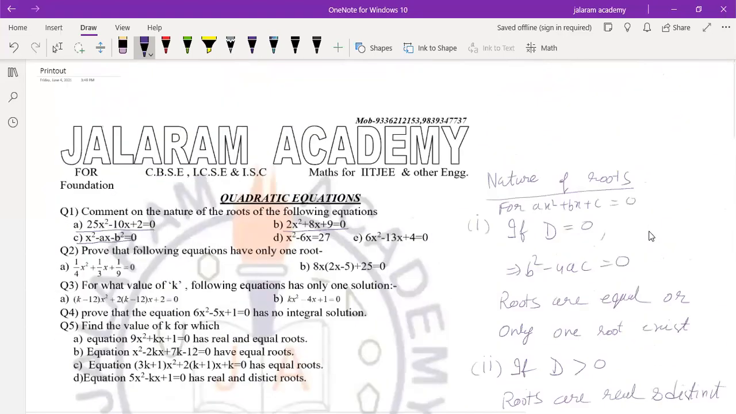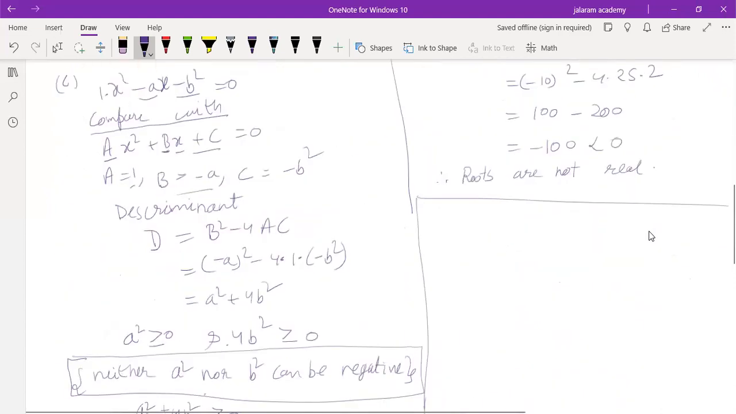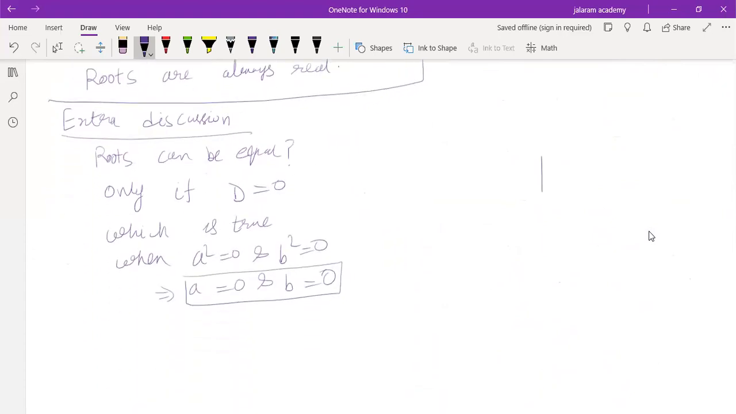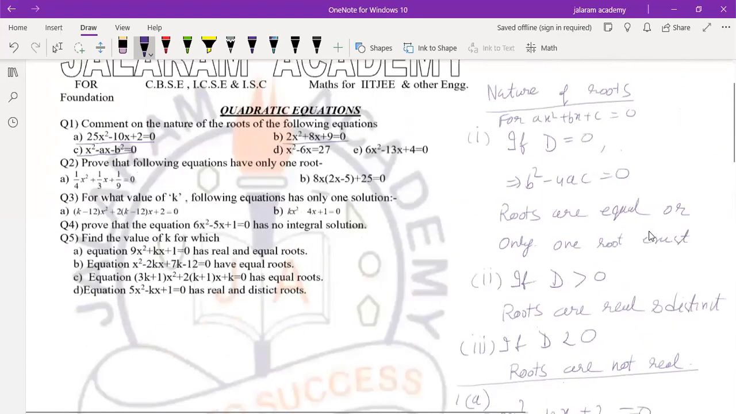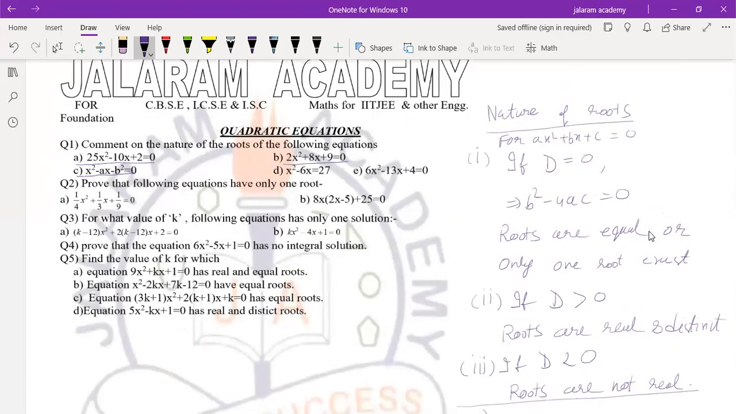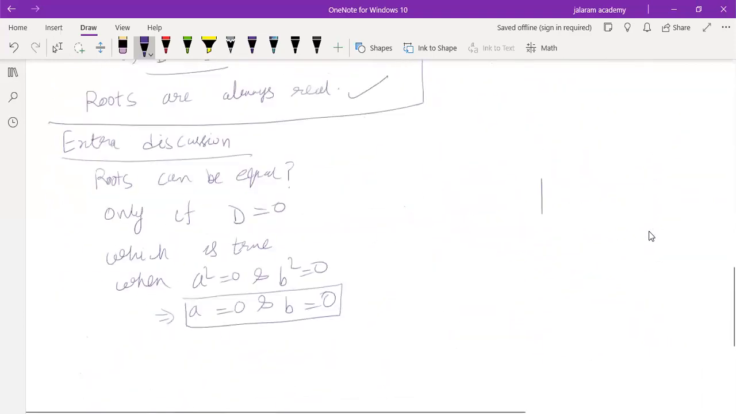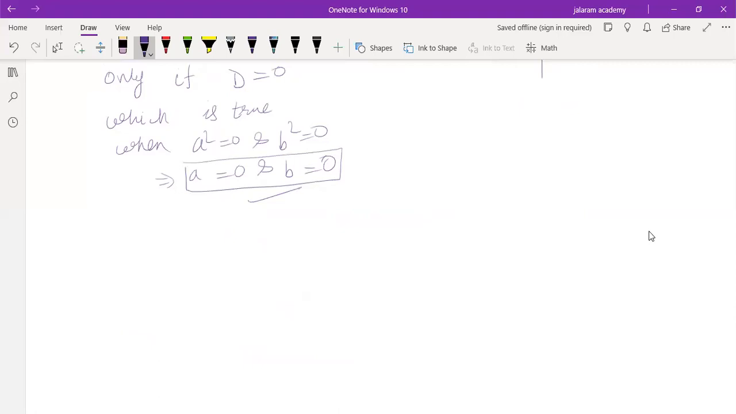In our question, we have to comment on the nature of roots also, though this is the complete discussion actually. So roots are either distinct or equal. Roots are real always. As we have to comment on the nature of roots, we are discussing it completely. Roots are always real. They can be equal if A equals B equals 0. And only real roots can be distinct.